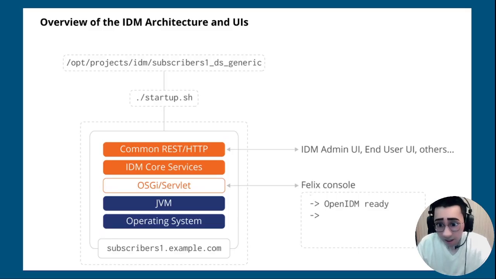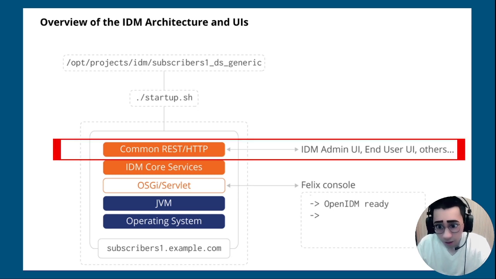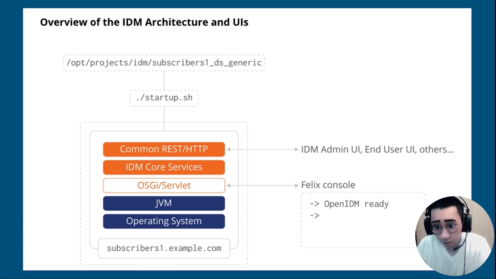Above the servlet layer or the OSGI container sits the IDM core service. And then to access all of those IDM core services, you would use the REST API. So in fact, the IDM admin UI, the end user UI, or other client applications all have to go through the REST API, typically using HTTP, or HTTPS if you want a secure connection.